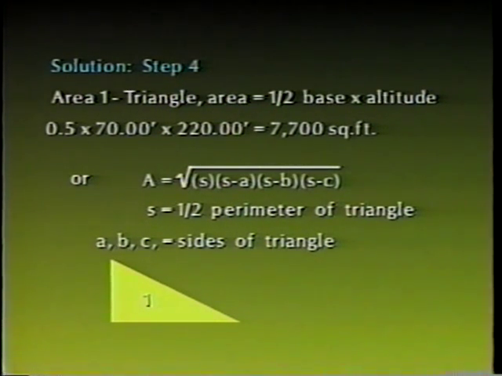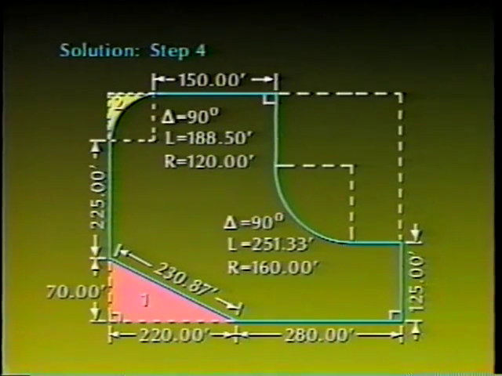This diagram shows the solution of the problem. If the triangle was not a right triangle, or if we did not know it was, we would have to use the second formula shown in the diagram. The next area to calculate is the shaded area 2, which is a square minus a sector with a radius of 120 feet.